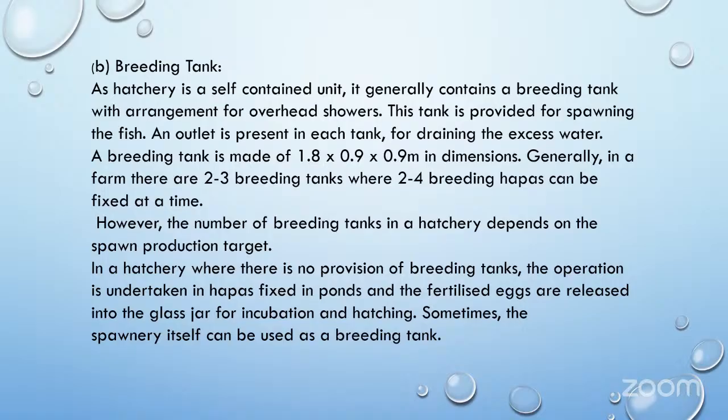In a hatchery where there is no provision for breeding tanks, the operation is undertaken in hapas fixed in ponds, and the fertilized eggs are released into the glass jar for incubation and hatching. Sometimes the spawnery itself can be used as a breeding tank.